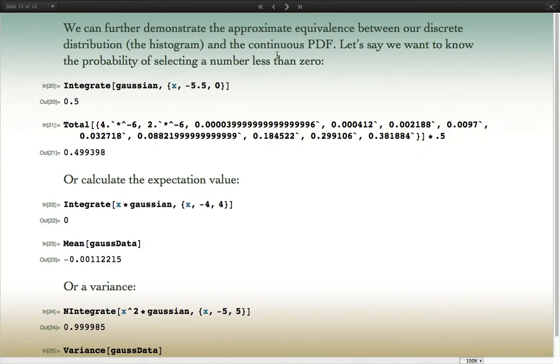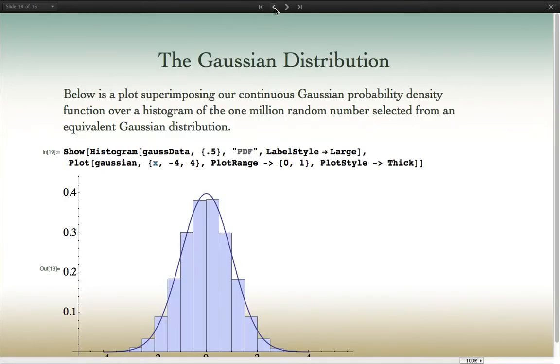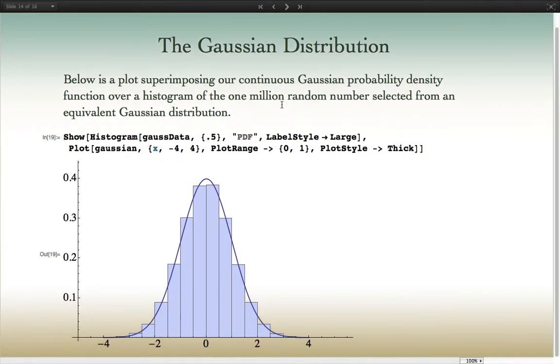So let's see. First of all, let's say I want to know the probability that I'm going to get a number less than 0. What's the probability of getting a negative number?